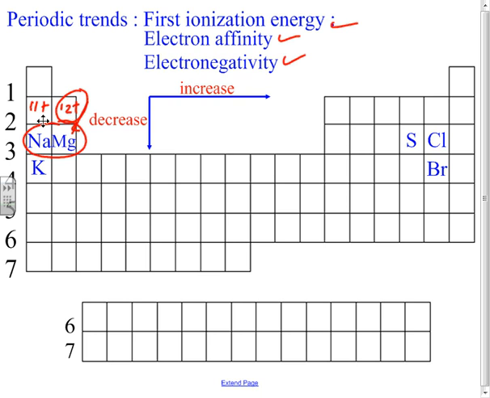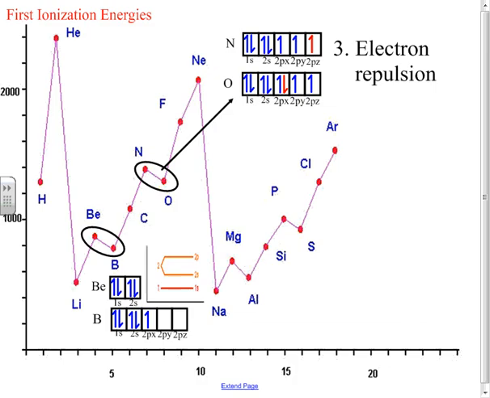The trend on the other side would be exactly the same. If we compare sulfur and chlorine, chlorine would be greater in all of those things because of nuclear charge. If we were to compare chlorine and bromine, chlorine would be greater than bromine because of shielding. Bromine has one more energy level than chlorine, reducing the pull from the nucleus, making all those things decrease.